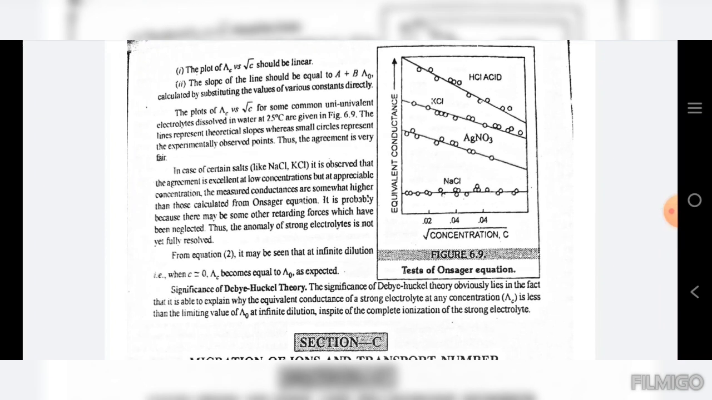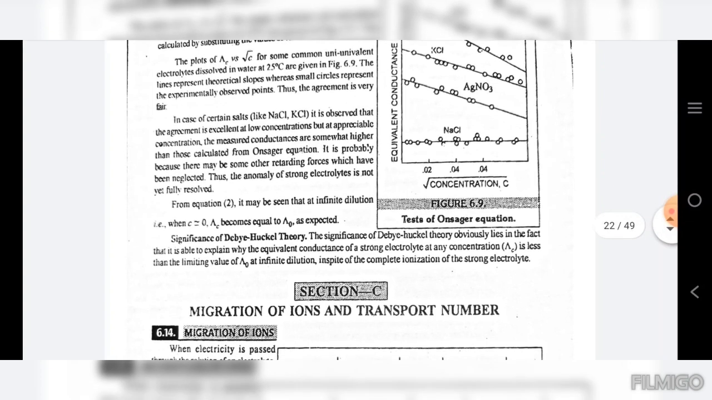the plot of versus should be linear. The slope of the line should be equal to A plus B, calculated by substituting the values of various constants directly. You can see figure 6.9, tests of the Onsager equation. The line represents theoretical slopes, whereas small circles represent the experimentally observed points. Thus, the agreement is very fair.